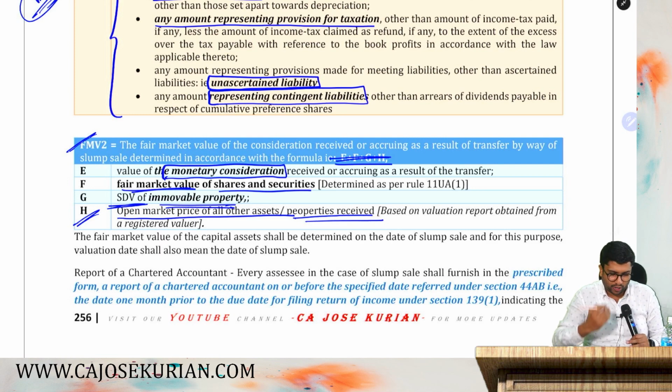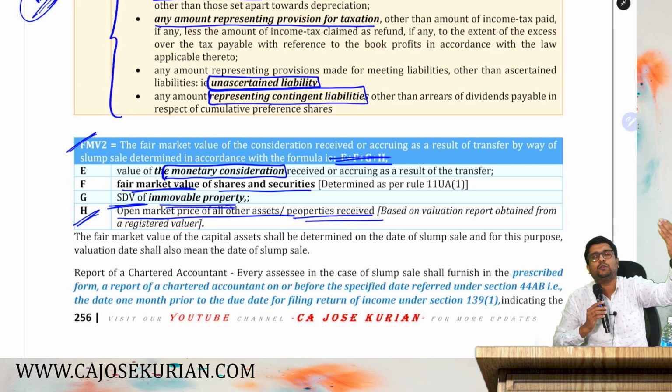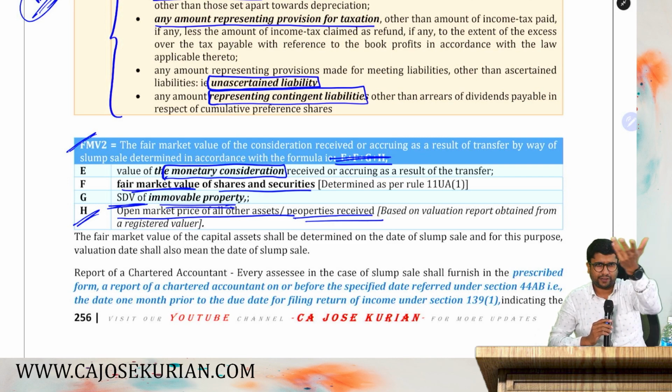Apart from the above assets, if you have something else, like jewelry, valuable articles, etc., then you should take the open market price. So this is how you have to value FMV2.